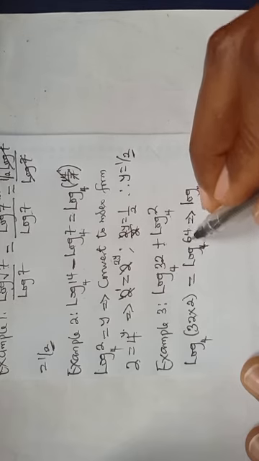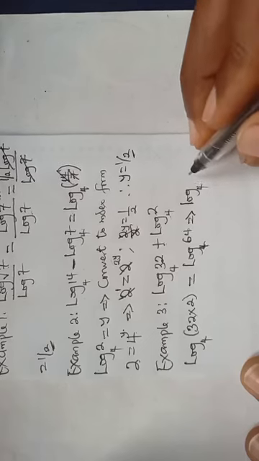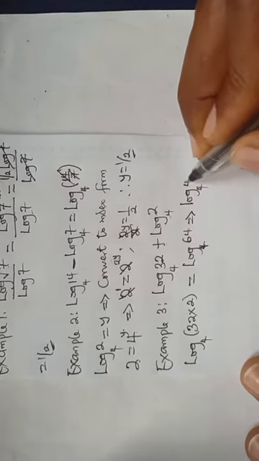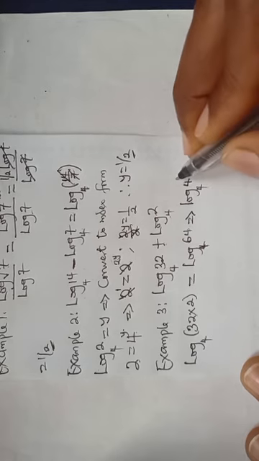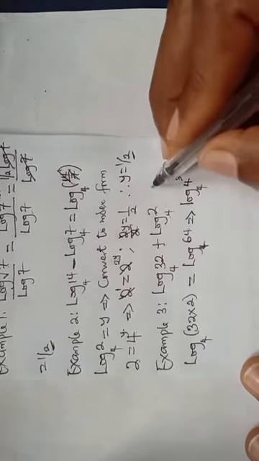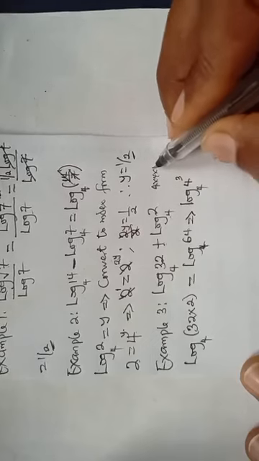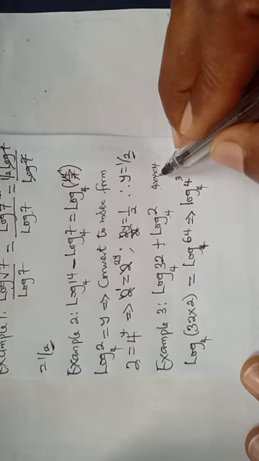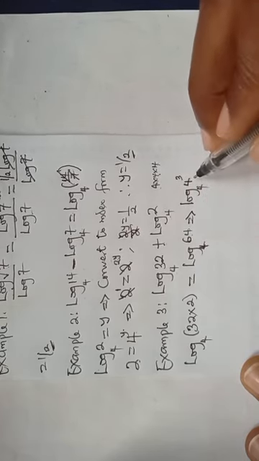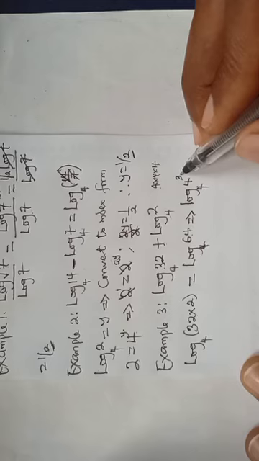This is 64 now. This can be written as 4 power 3 is 64, which is 4 times 4 times 4. 4 times 4 is 16. 16 times 4 is 64. So that is 4 power 3.